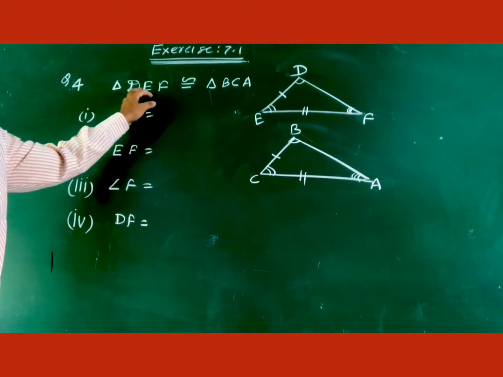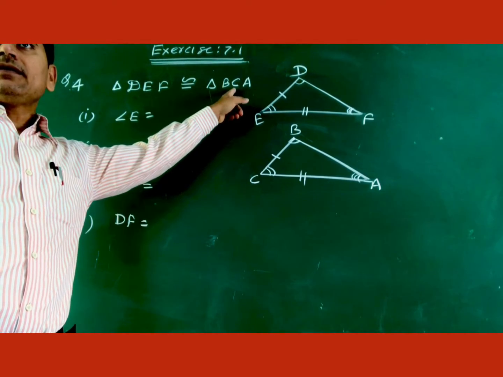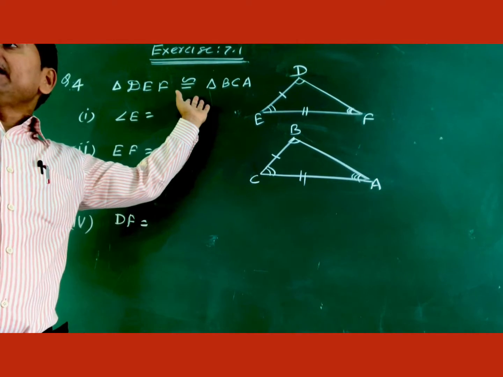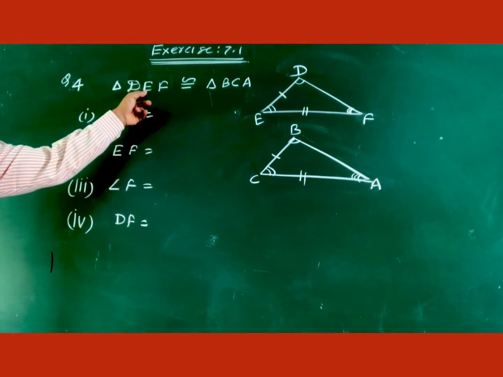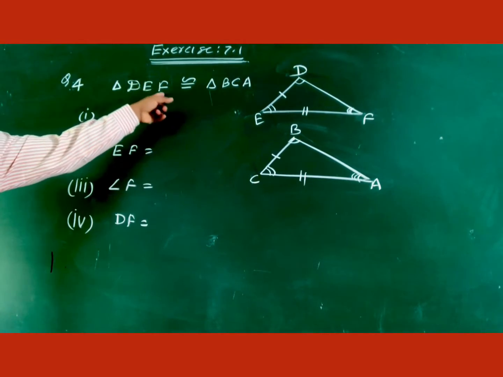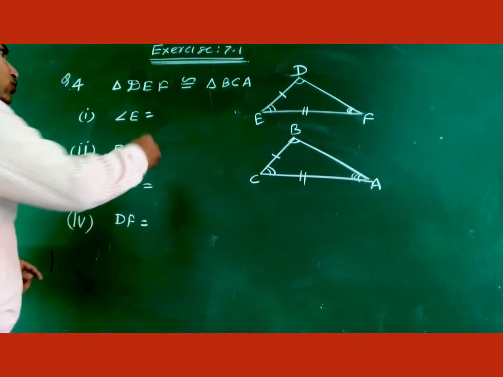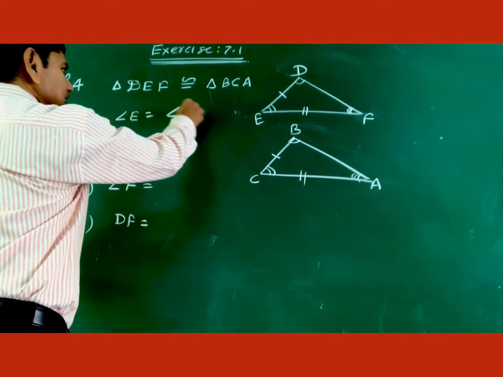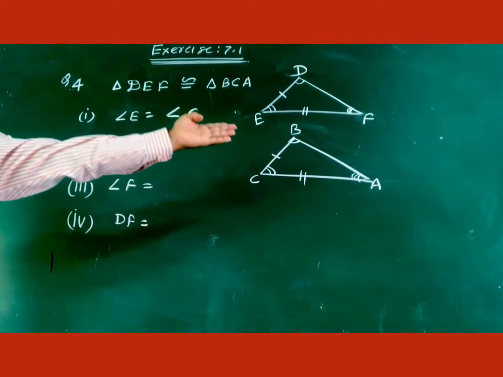This is question number 4. If triangle DEF is congruent to triangle BCA, then write the corresponding parts, that is, angle E. So you see, where is angle E? Just in the middle of D and F. So the middle part is C. Yes, you can write that angle C is correspondingly equal without observing the diagram.